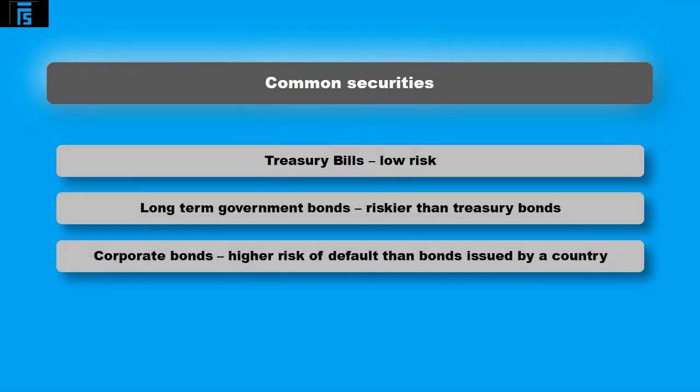Corporate bonds. Again, a long-term debt instrument. These are riskier than the previous two because a country is less likely to default on paying their bondholders than a company. To protect investors, bond agreements can contain many restrictive covenants.